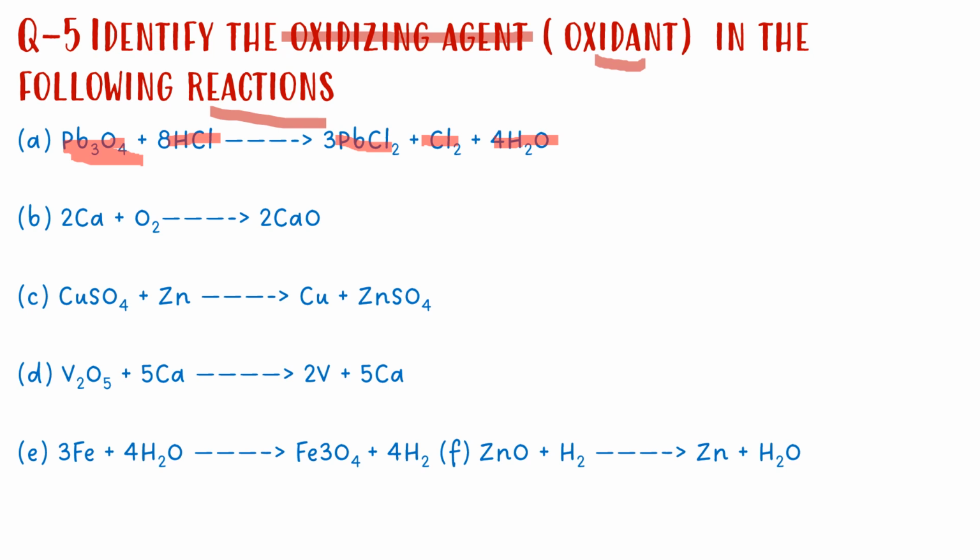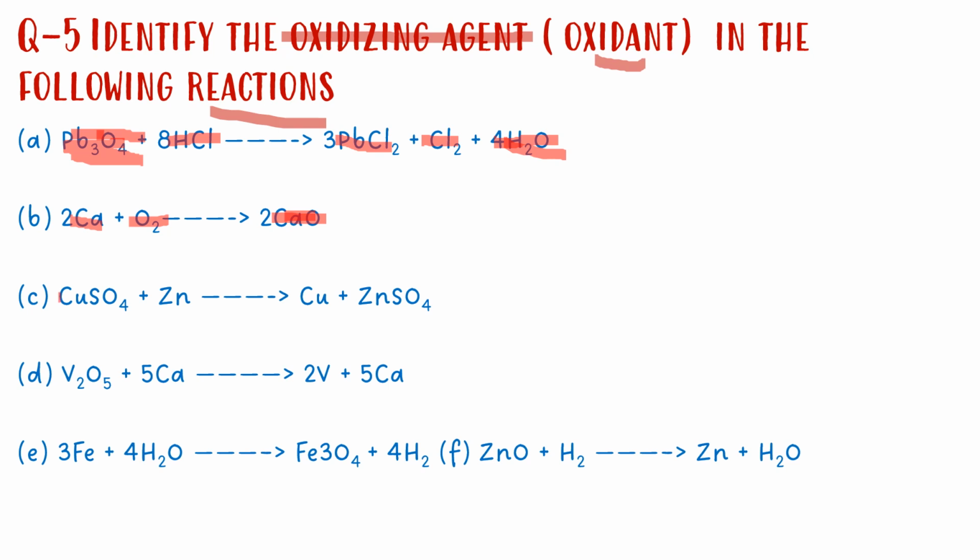So in the first reaction, Pb3O4 is the oxidizing agent because it has oxygen and later it is releasing oxygen. Secondly, calcium and oxygen are forming calcium oxide. Here, oxygen is the oxidizing agent. The elements which have oxygen and later release oxygen or give their oxygen to some other compound. Like in this example, the oxygen is transferred to calcium and calcium oxide, a new substance, is formed. For the first reaction Pb3O4, this oxygen is merging with hydrogen and H2O, that is water, is formed.